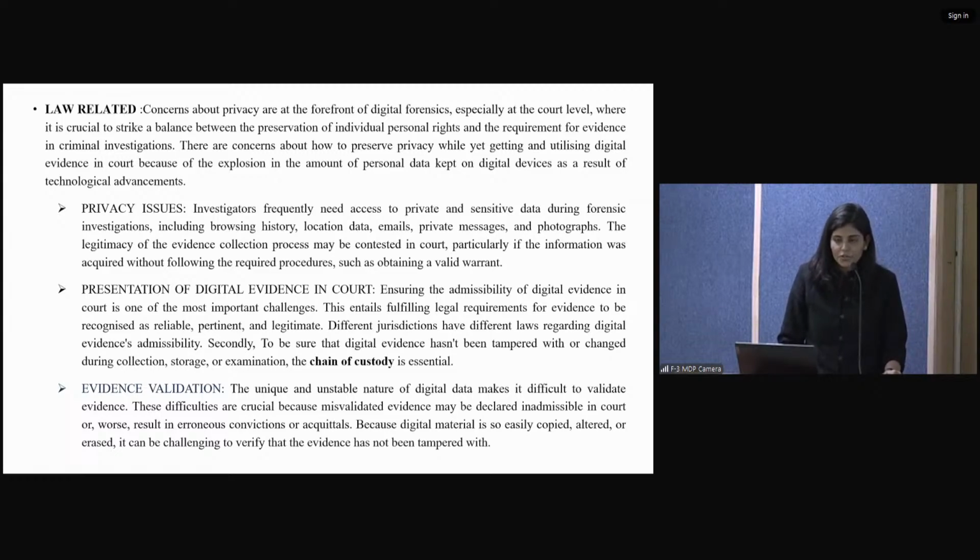Secondly, presentation of the digital evidence in court. Here, to maintain the chain of custody and for the evidence to be admissible in court, we need to make sure that the evidence which has been collected is properly handled and preserved. Evidence validation is the third concern.